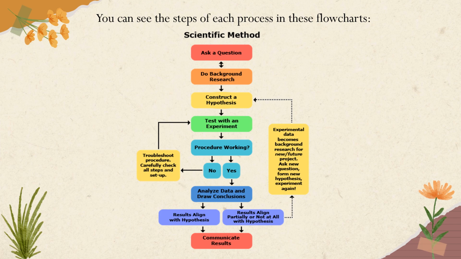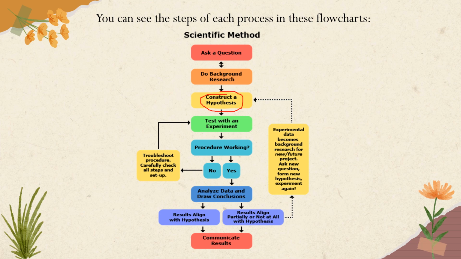You see how the scientific method works. Ask a question, okay, then do some background research, and the outcome of the research is to construct a hypothesis. Then test with an experiment. Is the procedure working? Yeah, it is working, which means analyze the data and draw conclusions. All right, then results align. Check if the results align with the hypothesis that you have already constructed. So how is the hypothesis constructed? By doing background research, correct?